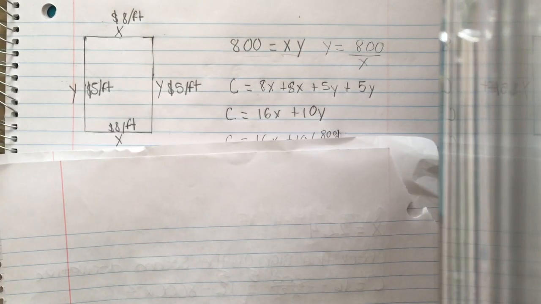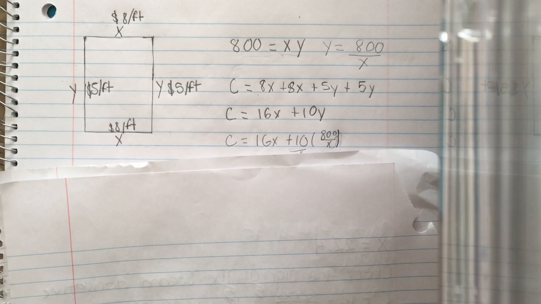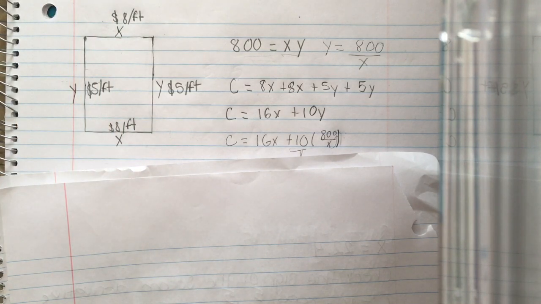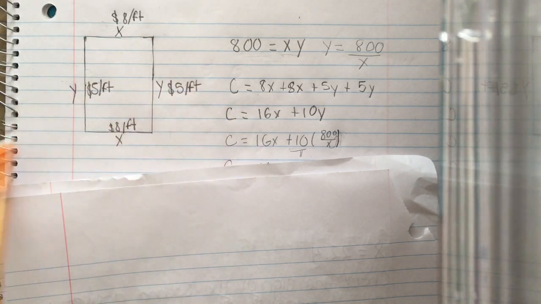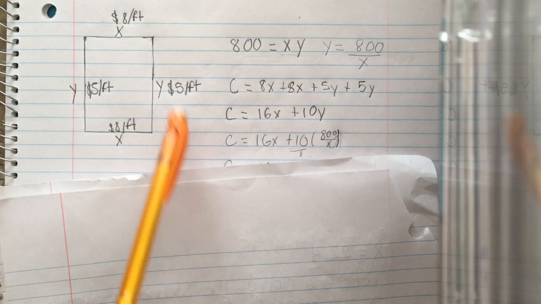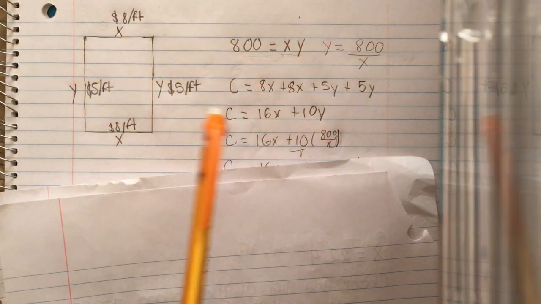So, first thing we're going to do is sketch this model. We know that we have a rectangle here, and that means that the opposite sides are the same length. So we're going to let these two sides equal x, and we're going to let these two sides equal y. And I went ahead and assigned $8 a foot to the smaller sides and $5 a foot to the longer sides. And now we know that the area of this backyard must equal 800 square feet.